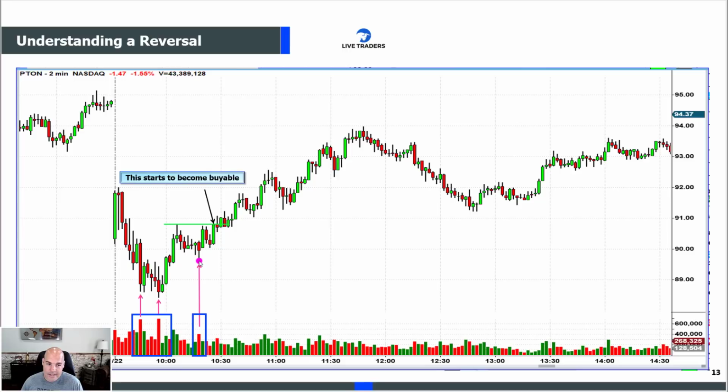So that entry right there at like 90 or 90.80, whatever it was, was actually a decent entry. The only real concern you had at this point was the $92 area. So this starts to become buyable. All right. You can buy it up in here. But again, you do have to deal with the $92 area, then maybe the gap fill. But ultimately, it went up to $94, a $3 move on about a $1 stop loss. Okay. So you just have to pay attention to the chart when it's telling you something.